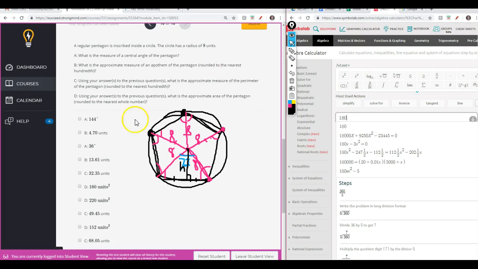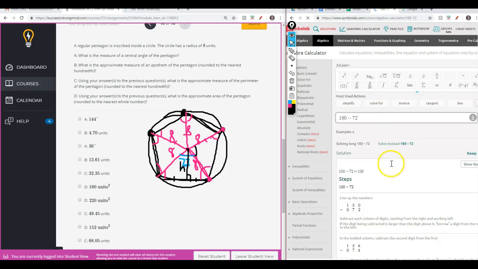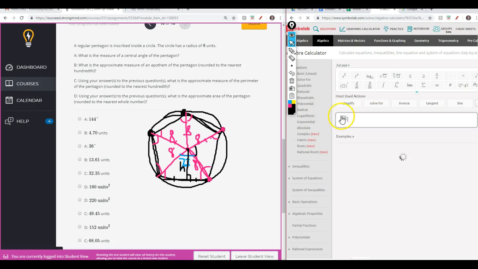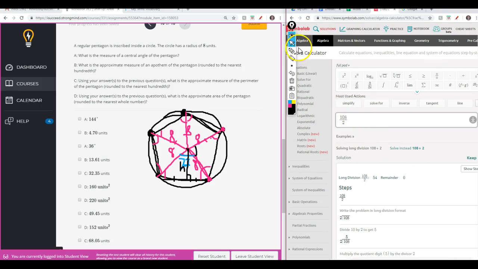So again, to find that base angle, I know in a triangle there's 180 degrees. The central angle of this is already 72 degrees right there. So I'm going to subtract that 72 degrees that I know. That leaves me 108 for both of these angles because they're the same. I'm going to divide it by 2. So that gives me 54 degrees. So I know each of these angles is 54 degrees. So that means this angle would be 54 degrees right here, and this angle would be 54 degrees right there.